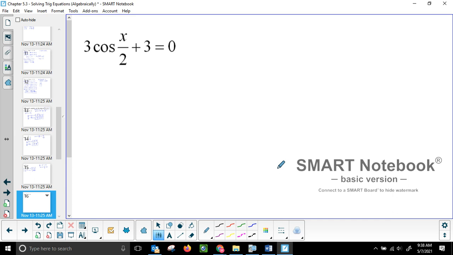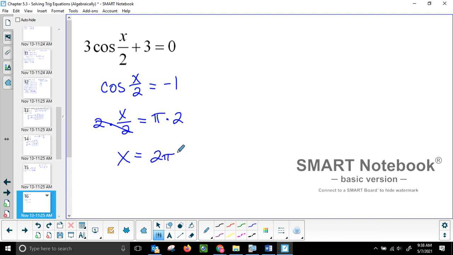All right. So here, of course, we subtract 3 and then divide by 3. So we get cosine of x over 2 is equal to negative 1. Where does cosine equal negative 1? At pi. So we say, well, x over 2 is equal to pi. To solve for x, we multiply both sides by 2, and x is equal to 2 pi, which is not included in our interval. So we can't use it.